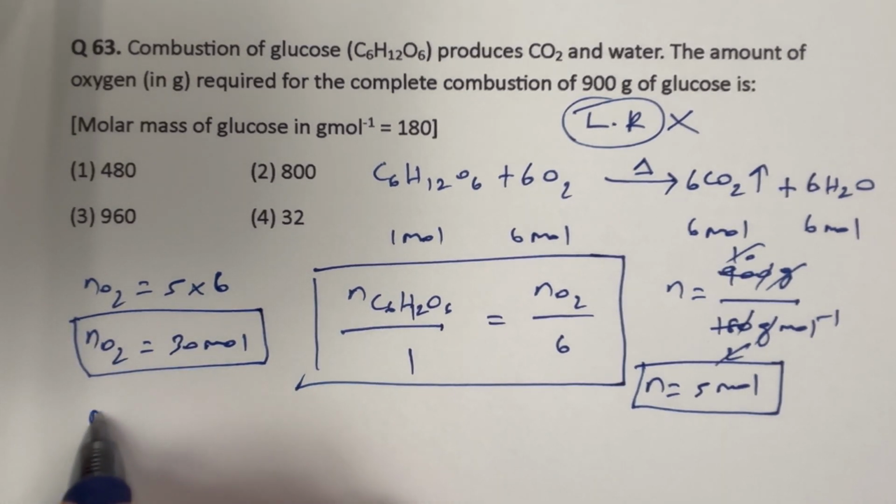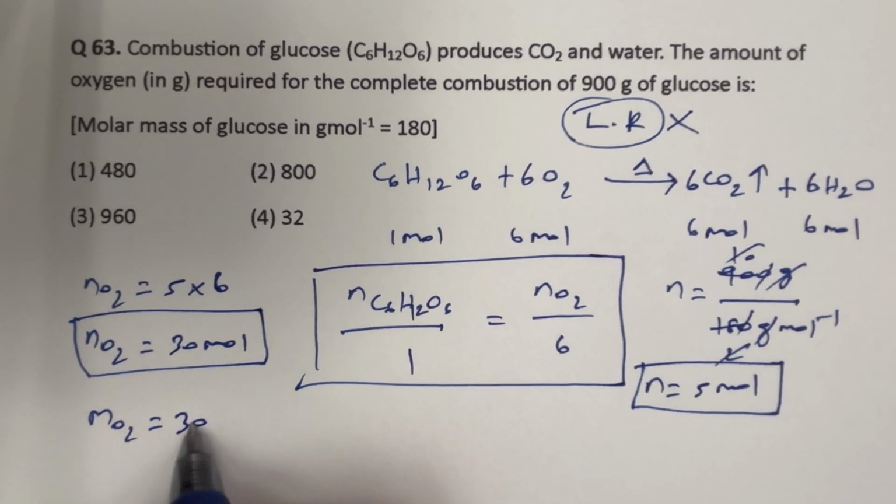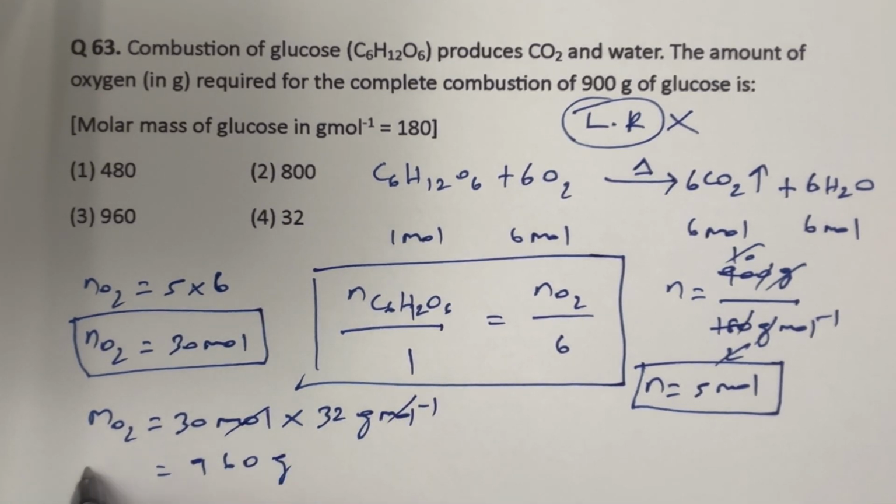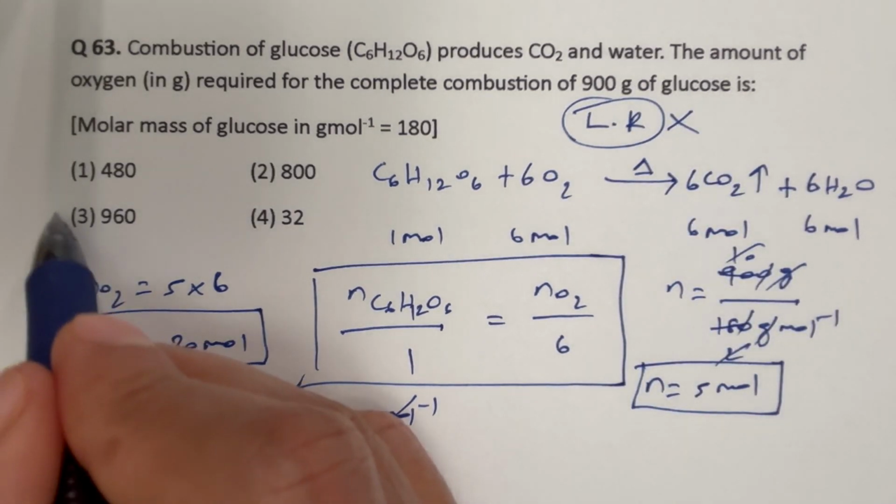Therefore, mass of O2 is equal to 30 moles times molar mass of O2. Molar mass of O2 is 32 gram per mole, because we have 2 oxygen atoms. So, 16 times 2, 32. So, 3 times 32 is 96, and therefore mass of O2 required for the complete combustion of 900 gram of glucose is 960 gram. So, therefore option 3 is correct.